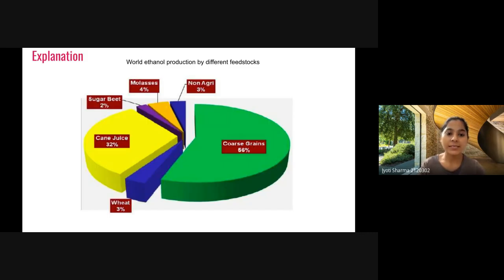Firstly, just see that if we are producing alcohol and mainly ethanol, that ethanol can be produced by coarse grain, by non-agricultural things, by molasses, by sugar beets, by juice, or by wheat. Okay, so this is what we are talking about right now.